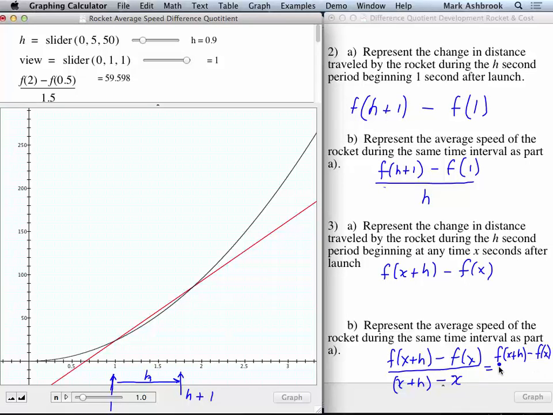Is it still on the screen? Okay, so now not only am I varying H, but I can vary my starting time. So that starting time is X. So here I'm choosing X to be, say, 1.5. And then H can be varied. And what will that whole ratio calculate about the line? What does that ratio calculate about this line, starting at X and lasting H?